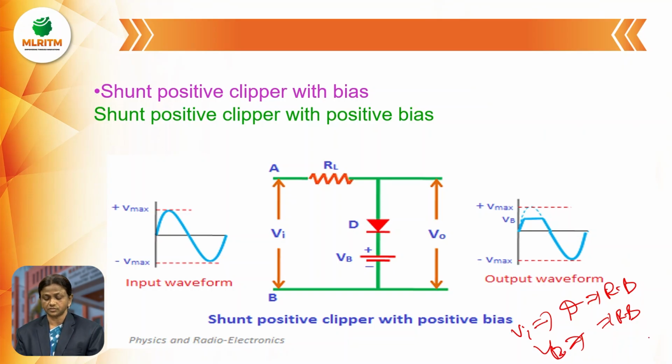So in shunt connection, whenever diode D is in reverse bias, you can get the corresponding output. You need not check whether VI is less than VB or greater than VB. Due to VI, diode D is in reverse bias, and due to VB also, diode D is in reverse bias. So in shunt connection, when diode D is in reverse bias, you can get the corresponding output.